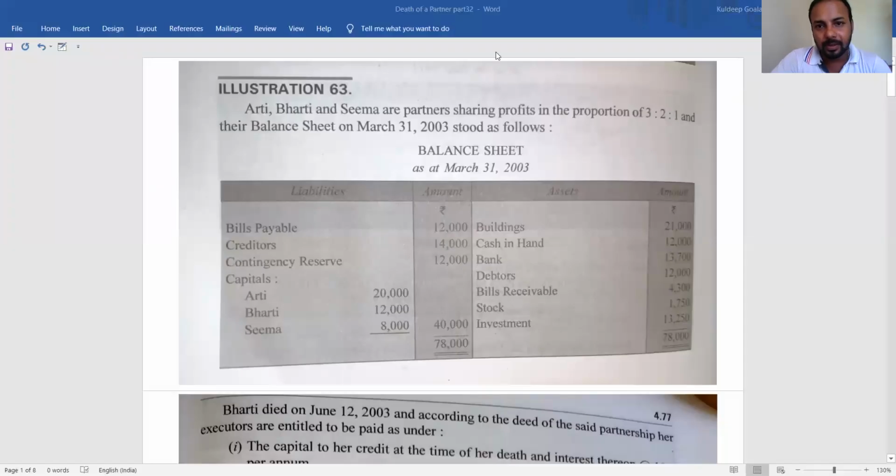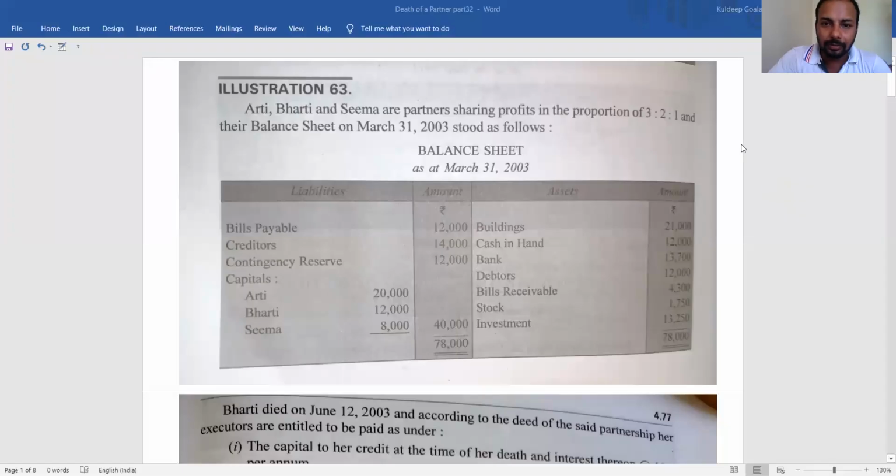We are going to start our class on death of a partner. This is the second class as well as the last class, because we are going to complete the chapter today, and I think we have shared two other videos also, so it is the third class, I think. So today we are going to complete this chapter. There's not much to discuss.